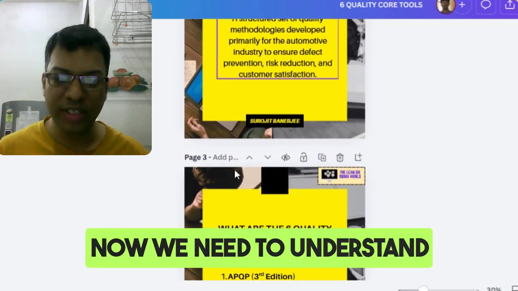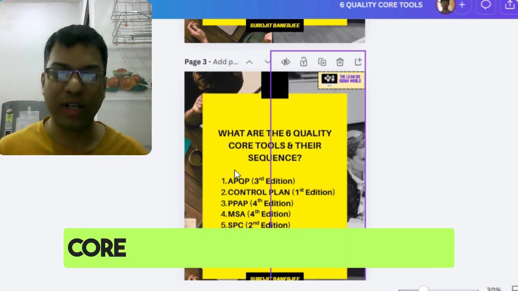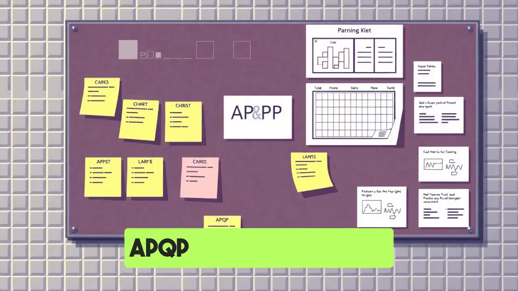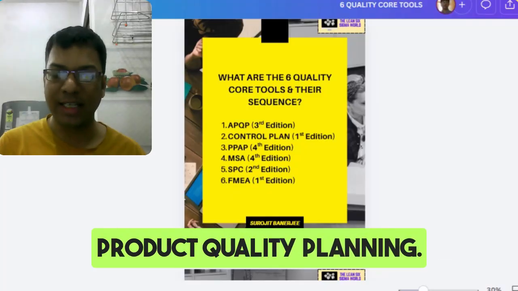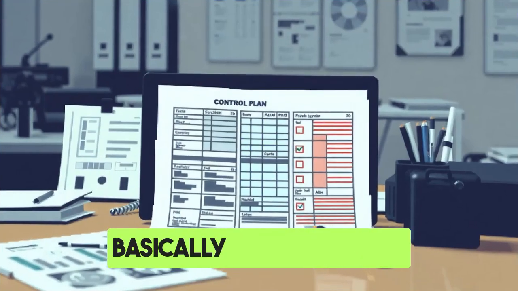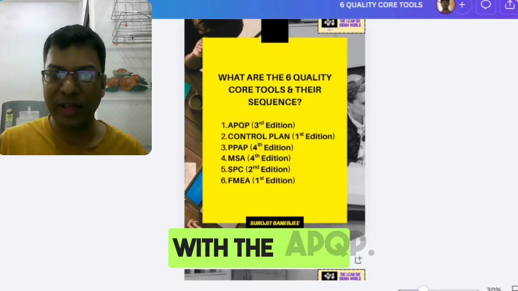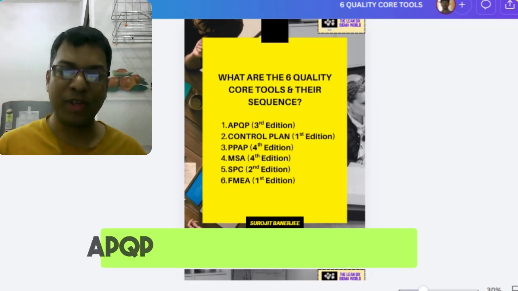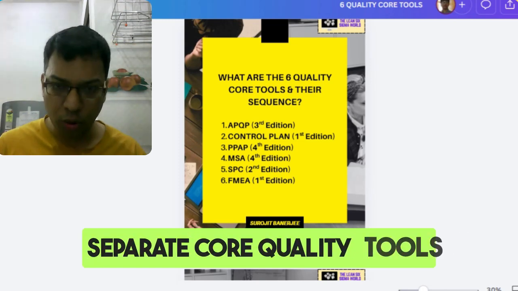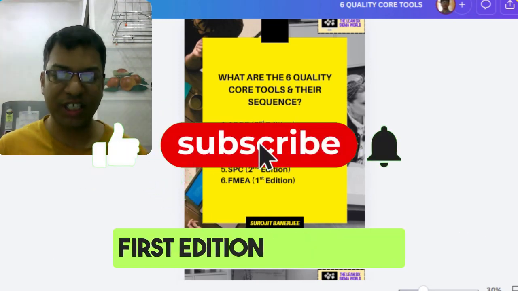Now we need to understand what the six quality core tools are and their sequence. First tool is APQP, that is Advanced Product Quality Planning. Currently, it is running the third edition. Now, the second tool is the control plan. Earlier it was there with the APQP. Now it is differentiated from the APQP and made a separate core quality tool. That is the control plan. The first edition is running.